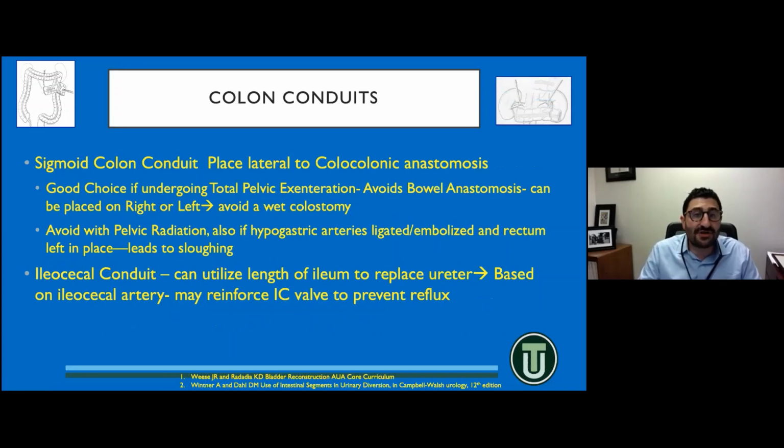The sigmoid colon can also be used. This may be a good choice in patients undergoing pelvic exenteration, and can be placed on the right or the left, and avoids the need for a bowel anastomosis. So it's a nice option to have. Or you can also use an ileocecal conduit. The ileal part of that can be used to anastomose the ureters and creates an anti-reflux mechanism for the ureteral anastomosis.